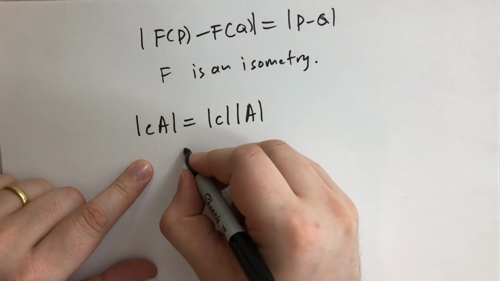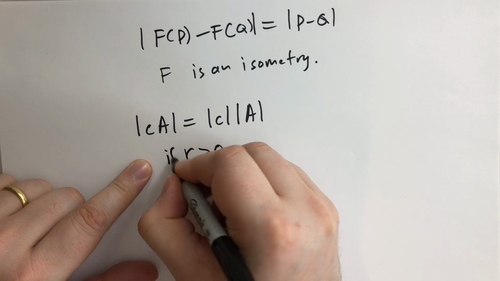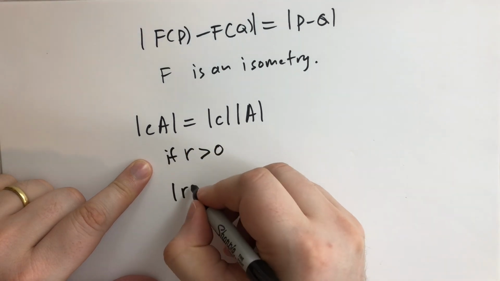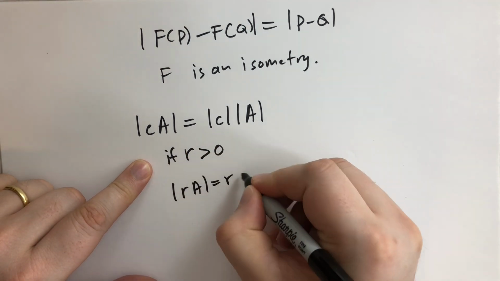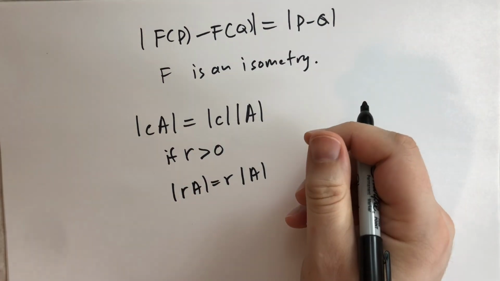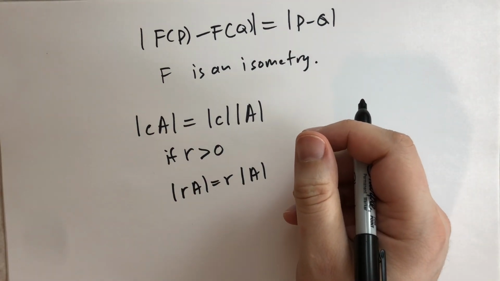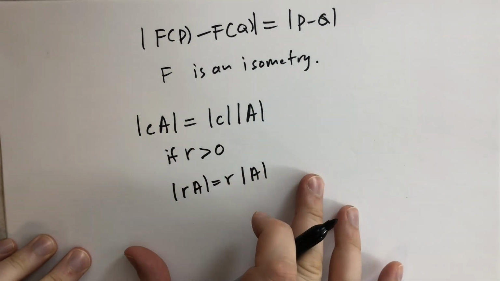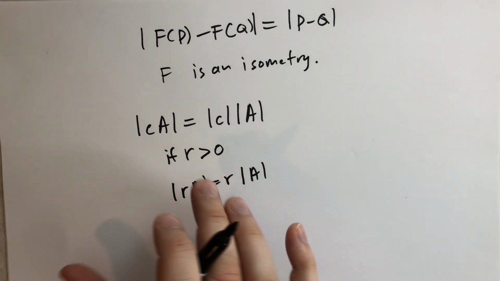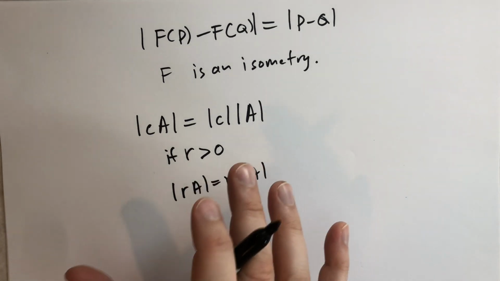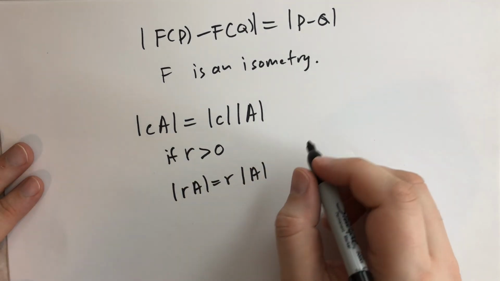So if R is greater than 0, then we have the norm of RA is equal to R times the norm of A. Okay, because R is positive. If you haven't gone through chapter 6, this is a good time to go through chapter 6 and talk about the mappings and how they behave, about images. An image is a set of points that have been mapped.